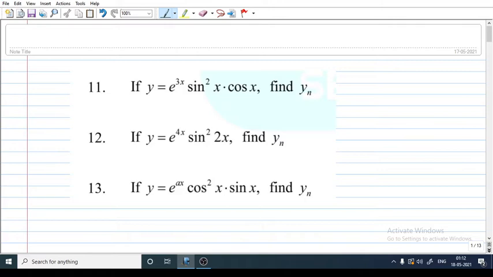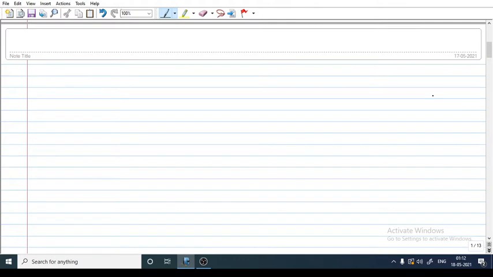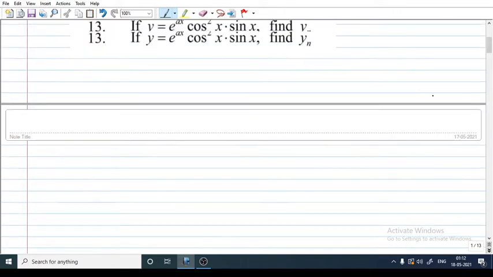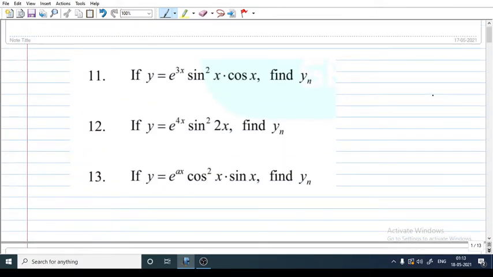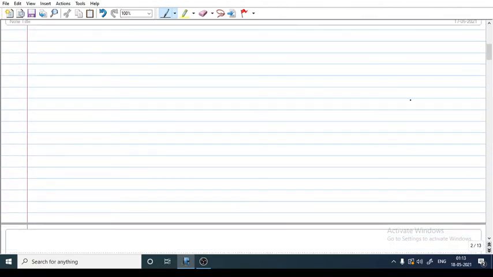Let me take the page. Let me read the question. So the question is e power 3x sine square x cos x. I have mentioned to you that whenever sine square x appears, you have to convert it into cos. So let me write the question first.